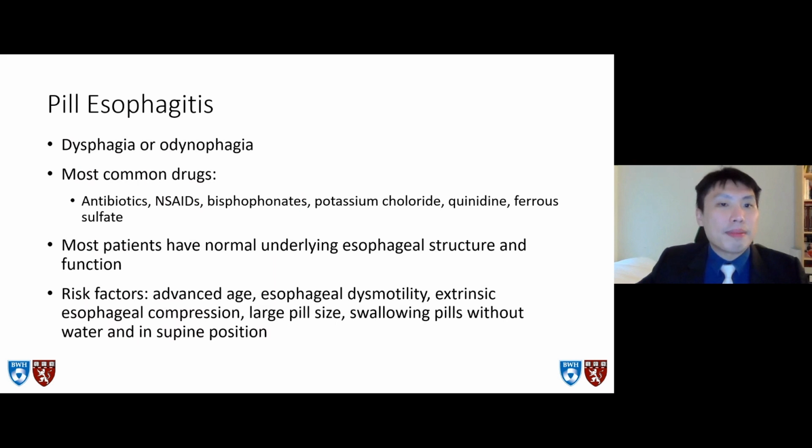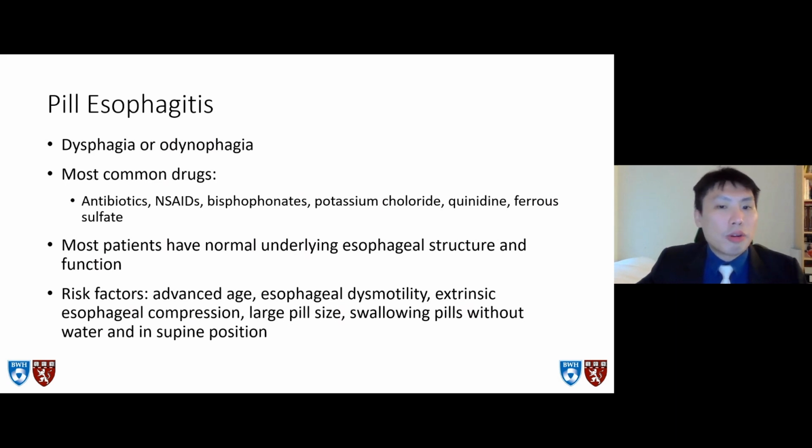Pill esophagitis can sometimes be seen as well. Often patients may come in with dysphagia or odynophagia. The common drugs that can cause pill esophagitis are antibiotics, NSAIDs, bisphosphonates, some potassium pills which are large, and some iron pills as well.